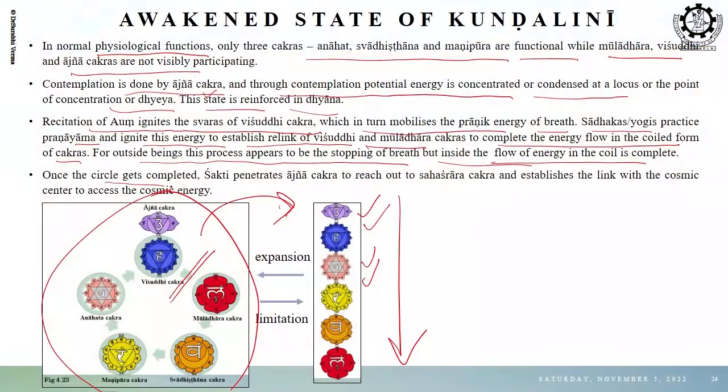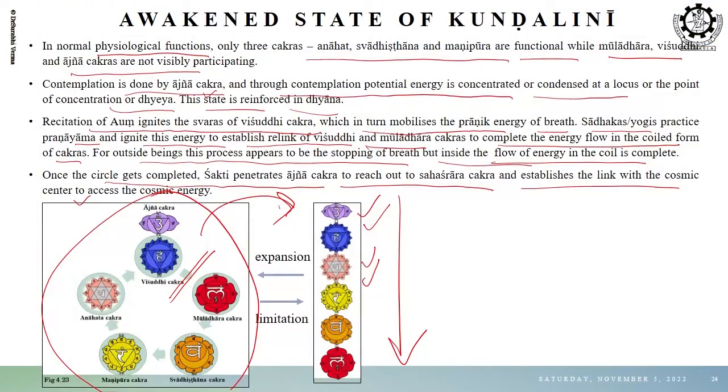Once the circle gets completed, Shakti penetrates the Ājñā chakra to reach the Sahasrara chakra and establishes the link with the cosmic center to access that cosmic energy. So, in this stage, in the straight spine, what is happening for us? Those who are not able to practice any kind of mudra to fold or link their Viśuddhi with the Mūlādhāra, which is at the bottom of the spine. You can say that the lumbar portion of our spine has this Mūlādhāra. So for that purpose, let us see how the process has evolved, been explained or observed.